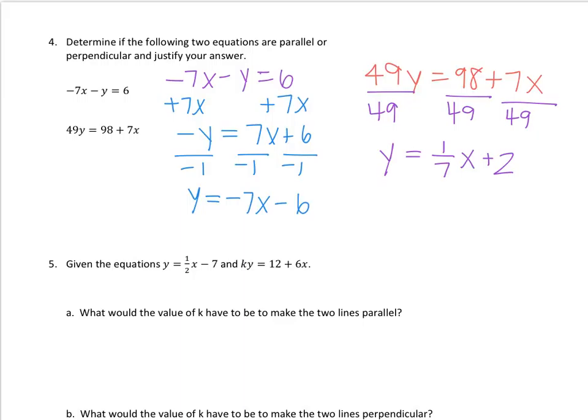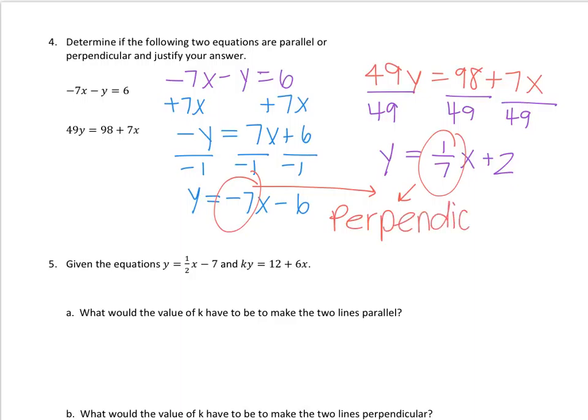Once we have them in y equals, we start by looking at the slopes. So I have one that's -7 and the other one that's 1/7. These are opposite reciprocals, which means that our lines must therefore be perpendicular. And we'll justify this by saying because op-recip slopes.